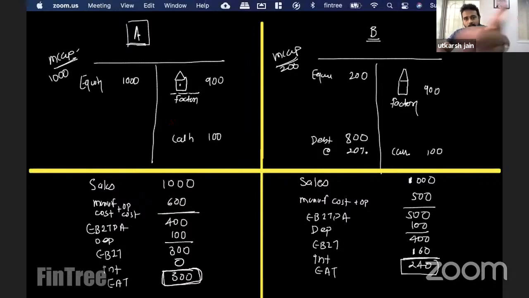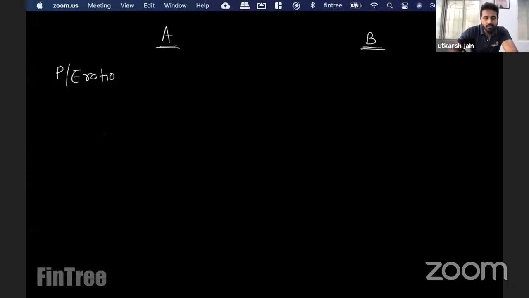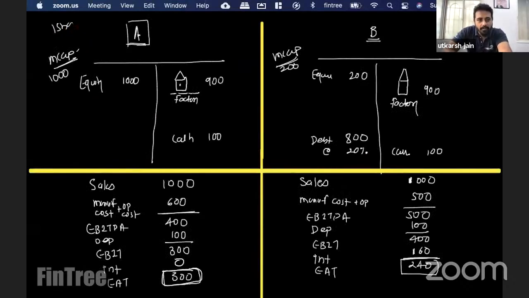Market cap is equal to book value. Now what we want to do is calculate the PE ratio of firm A and firm B. We want to calculate a price to earnings ratio. For the price to earnings ratio, what we need is the market price and the EPS. For simplicity, we're going to assume the company has issued only one share, just so that our calculations are easier. Then what would be the market price of company A's share? The market price of company A's share would be 1000.